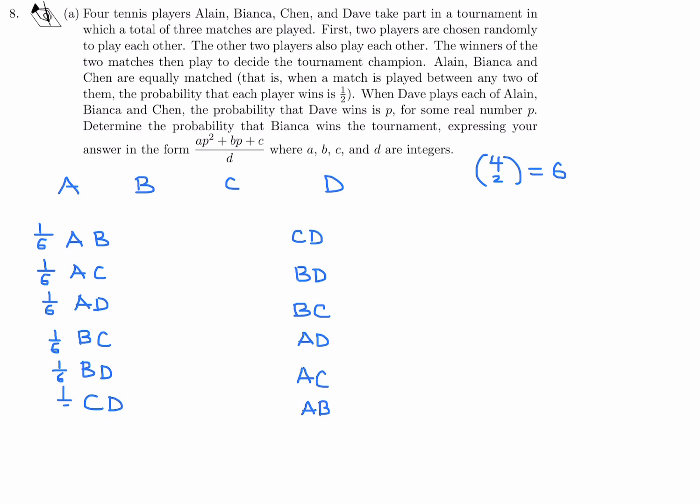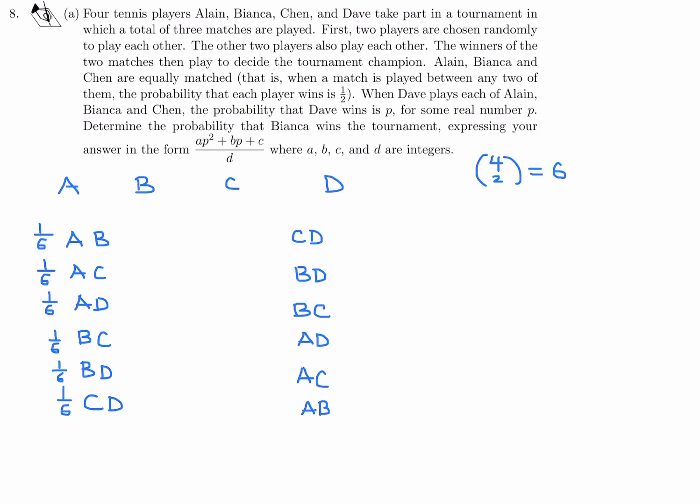So for example, one way is AB being chosen, and then by default the other match is going to be CD for sure. And then another way of choosing 2 from 4 is getting A and C, and then by default the other 2 teams would play each other.